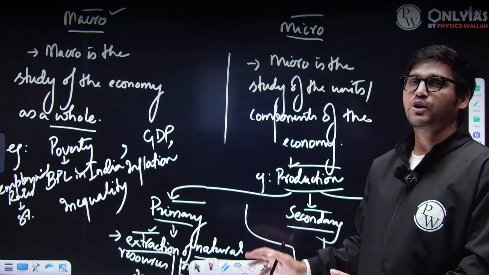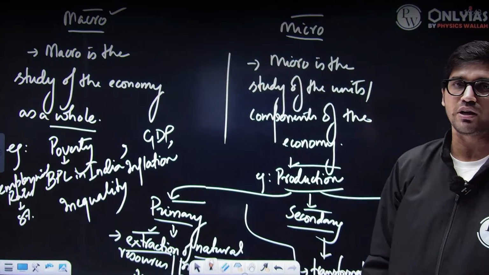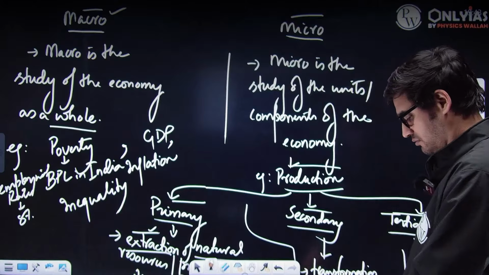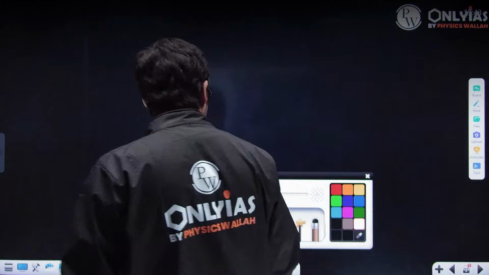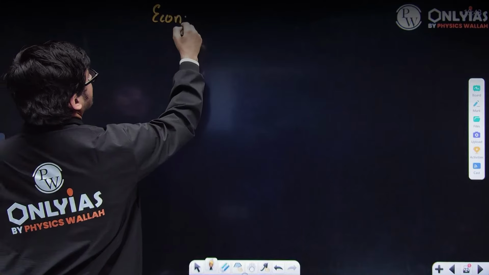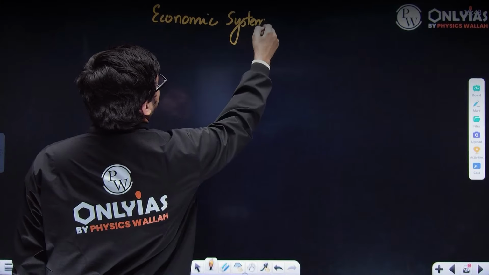Alright, so types of economics. As of now, understand there is something called macroeconomics, something called microeconomics. And the last thing we have to talk about is economic systems. What do we mean by economic systems?